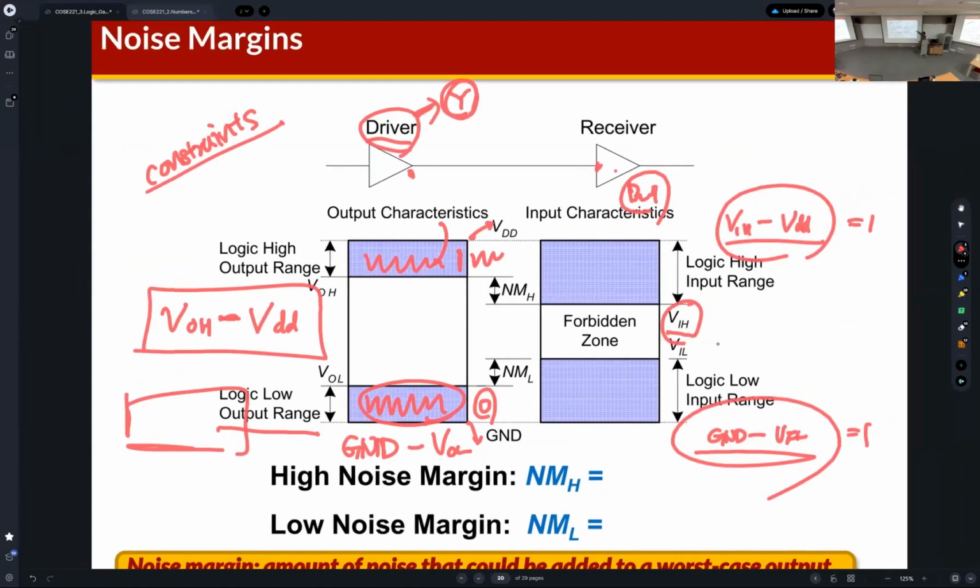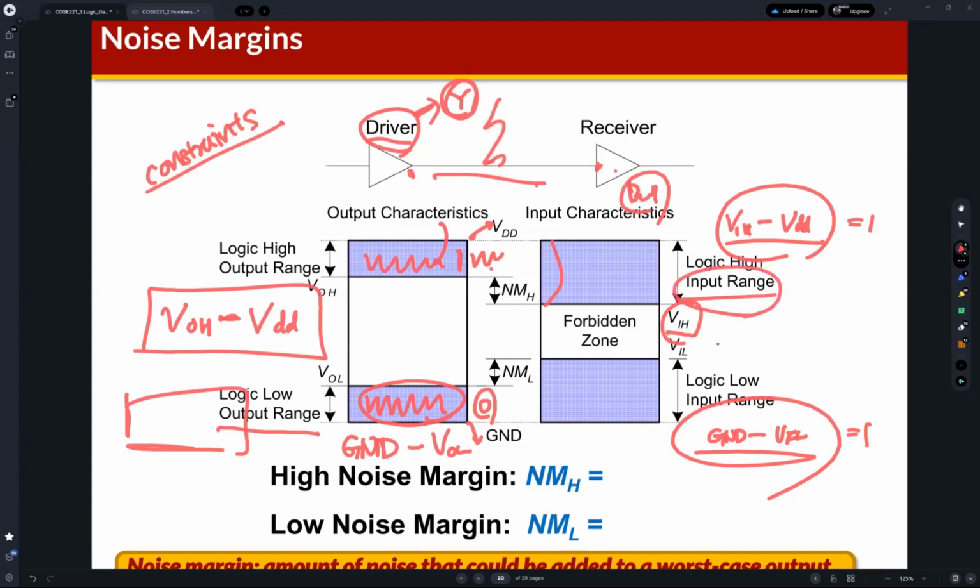And you can observe that this range is larger than the output range. Why? Because of noise. Noise will be included in the circuit wire, and so the value can be changed. So we need to set the input range larger than the output range of the wire. And this difference is called the noise margin.